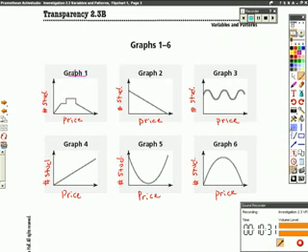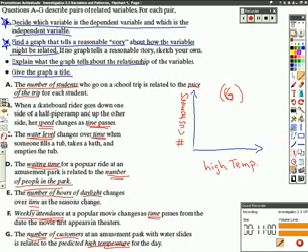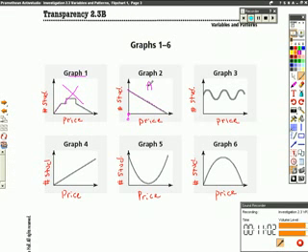Okay, graph 1. As the price increases, the number of students increases. That doesn't make any sense, so that's not going to work, because as the price increases, the number of students is going to go down. This one says the price right here, if you remember, is 0. So at 0, a whole bunch of students want to go. Then as the price increases, the number of students goes down. Well, that could actually work out pretty good. So that could be A.